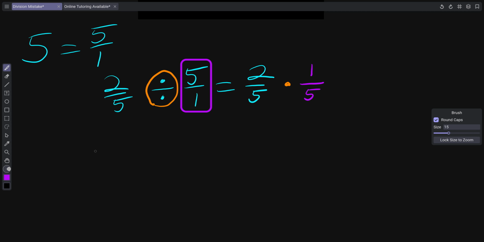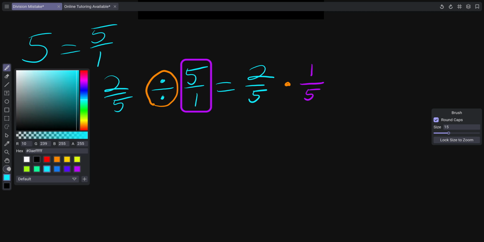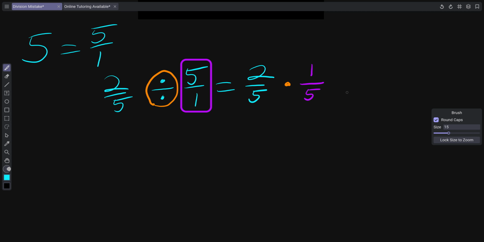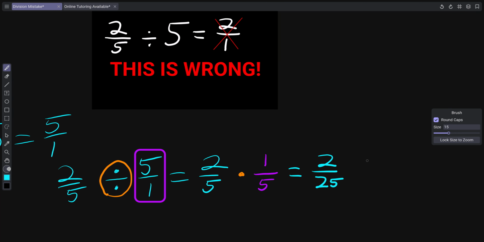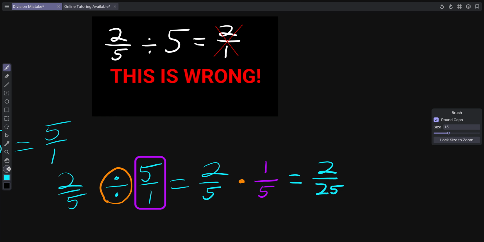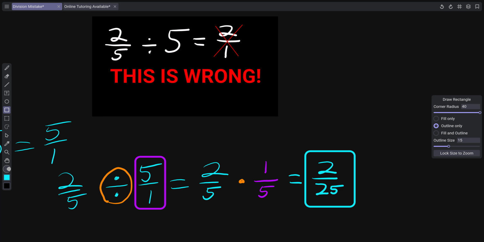And then we handle this as if we were just multiplying. So we multiply across and across. So 2 times 1 just equals 2. And 5 times 5 equals 25. And instead of getting 2 over 1, we actually get 2 over 25, and this is our correct answer.